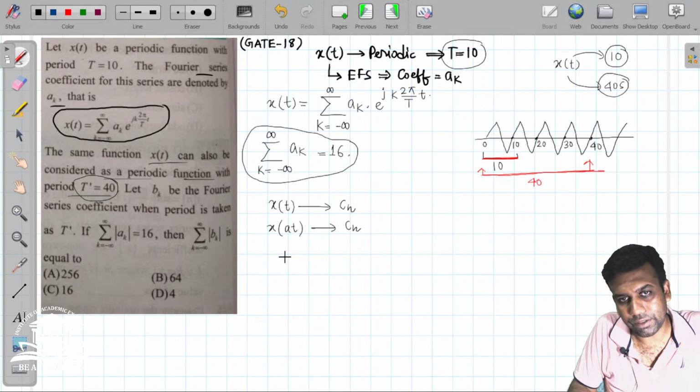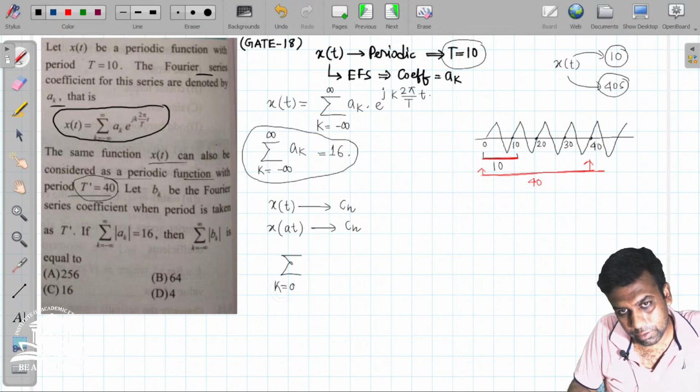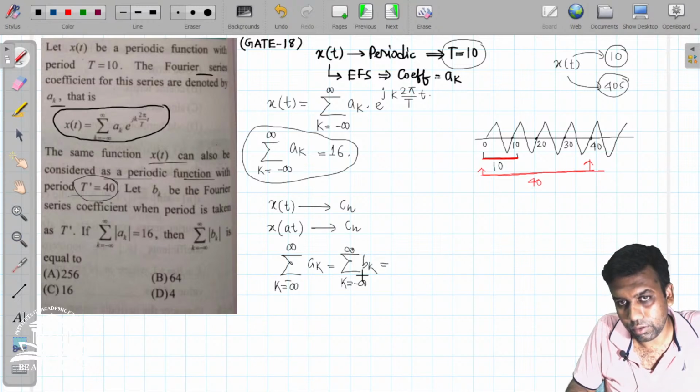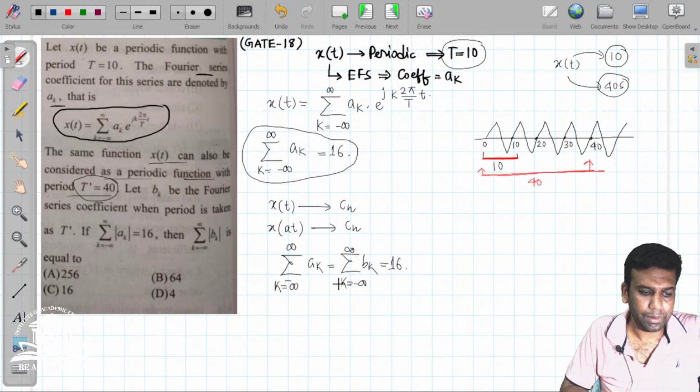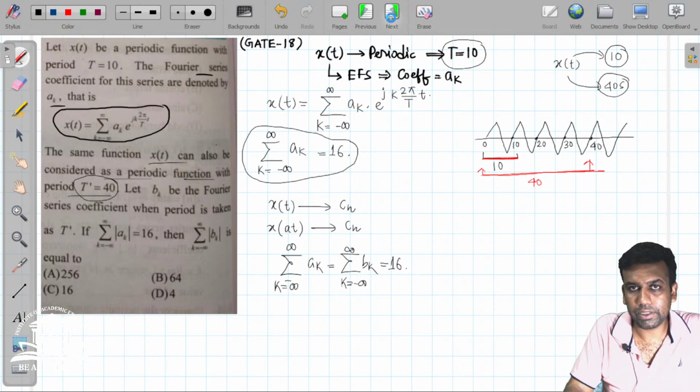So that's why the summation of k equals minus infinity to plus infinity of ak will be the same as the summation of k equals minus infinity to plus infinity of bk. Both will be the same, that is equal to 16. Okay, so this is how we can find the values. Now we will go for the next question.